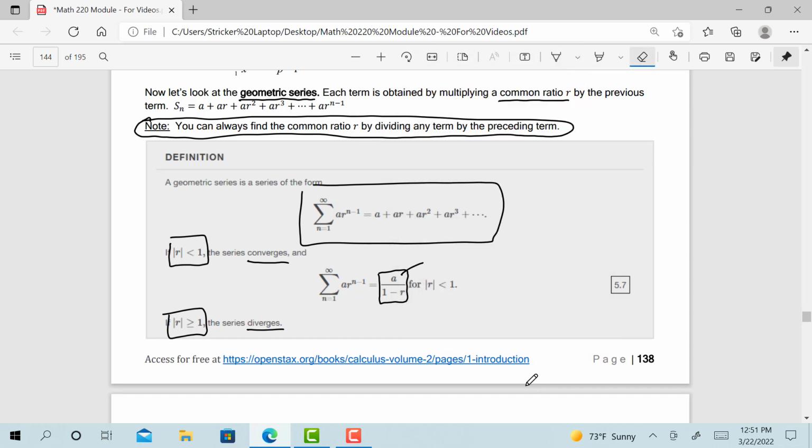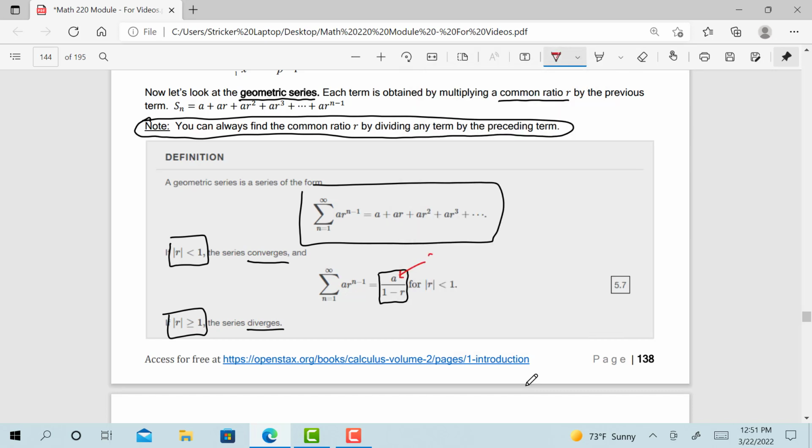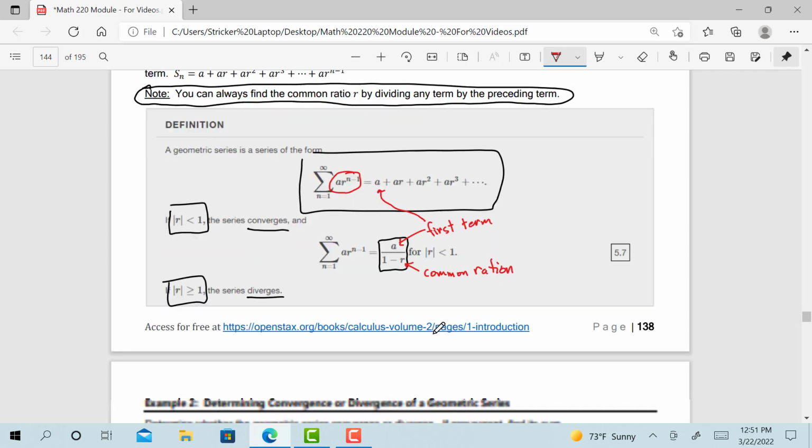So this a is going to denote the first term. How do we know that? Well, it says right here. It lists out the terms of this series, and it lists the first term as a. That's what you get when n equals 1. When n equals 1 in this formula, this becomes a. So that's the first term. Again, r is the common ratio. And let's take a look at some examples.